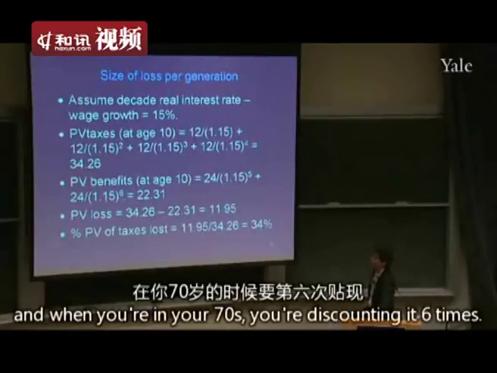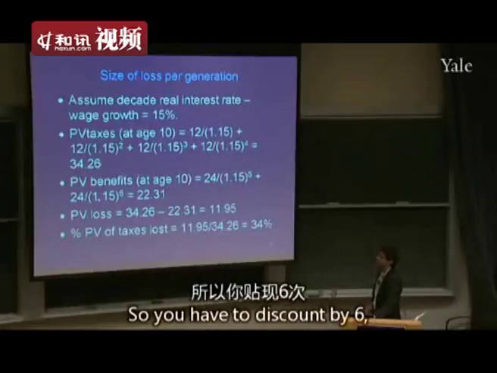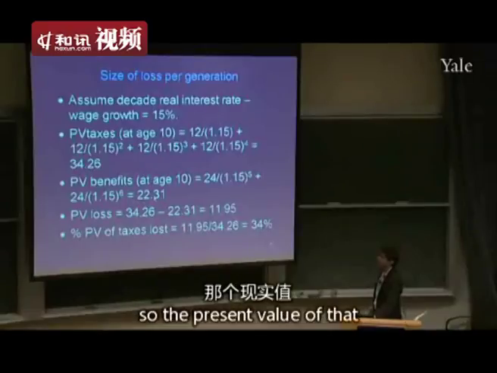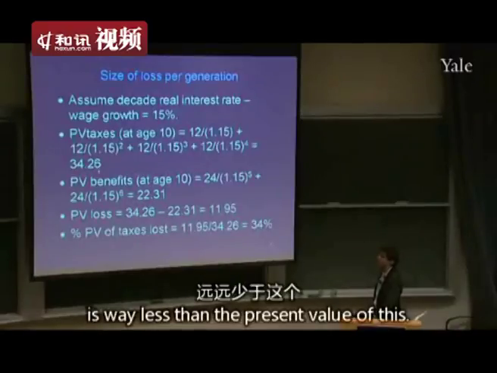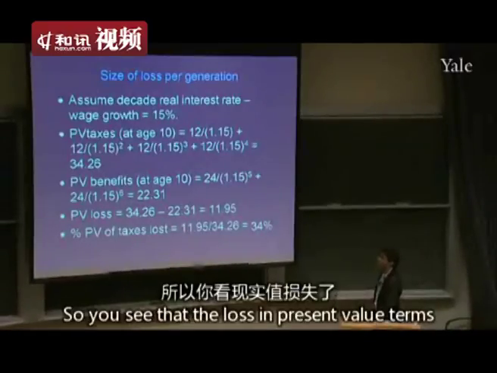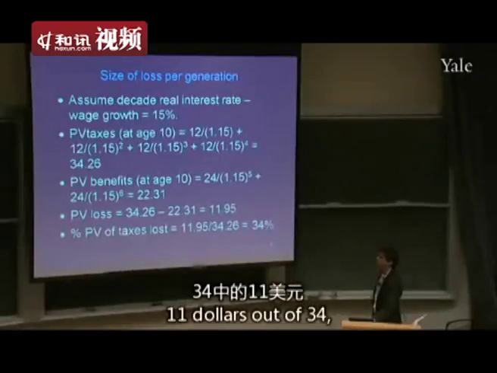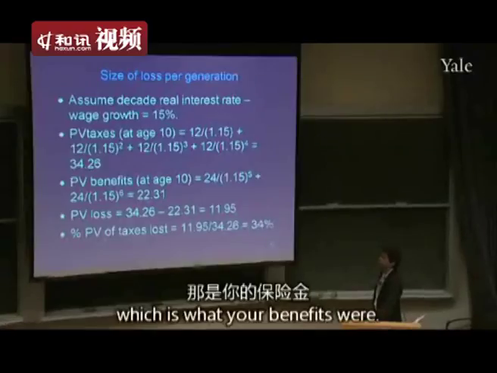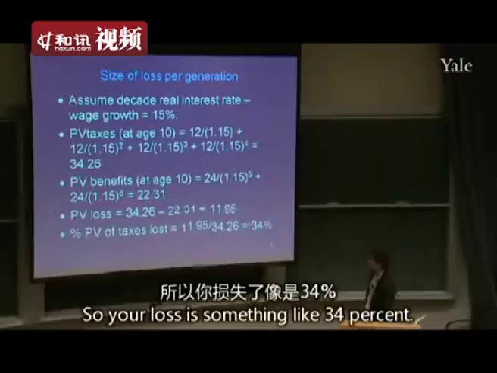And when you're in your 70s, you're discounting it 6 times. So you have to divide, discount by 6. And so the present value of that is way less than the present value of this. So you see that the loss in present value terms is going to be $11 out of 34, which is what your benefits were. So your loss is something like 34%.